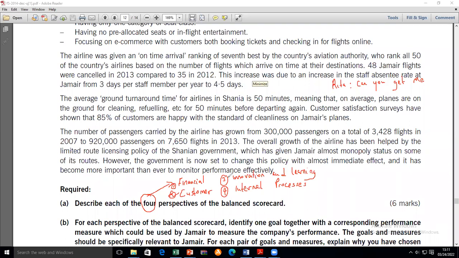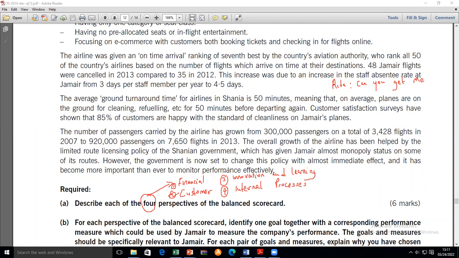So you found us answering the question on the balanced scorecard, the past exam question. That's what we are doing. So the first bit was explaining what the four perspectives are. We have just identified the four perspectives of the balanced scorecard. Now we need to describe them in terms of what should be covered under each one of these.